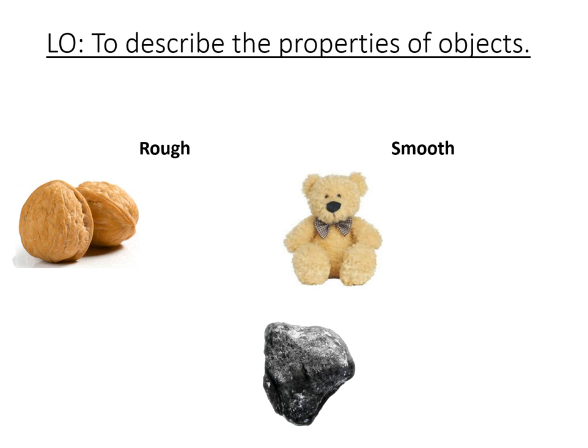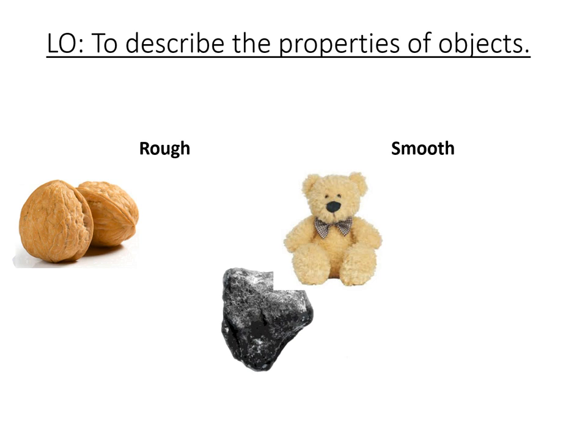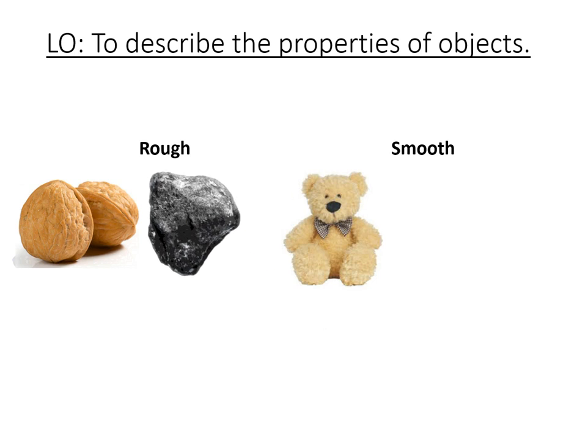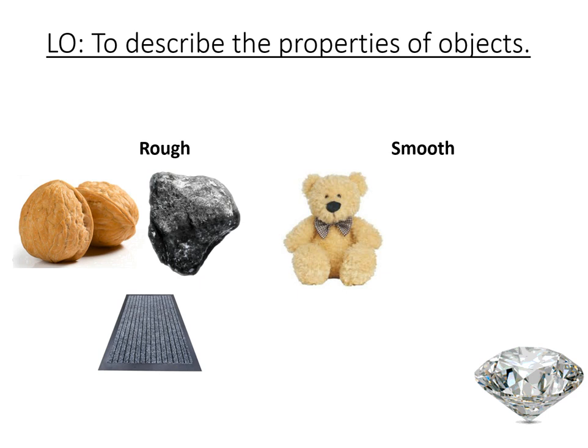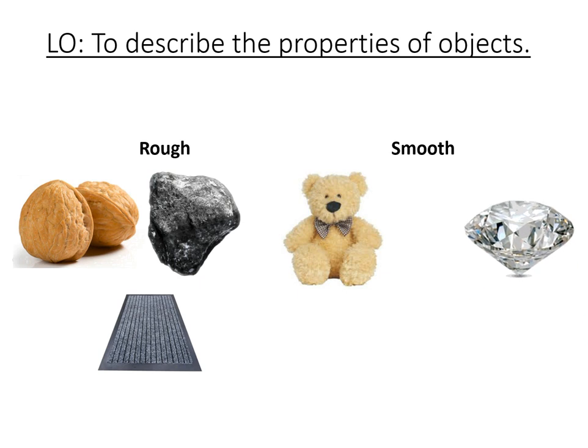The rock. Rough or smooth? Generally speaking, that's going to be rough. You can find smooth rocks, but that one looks pretty rough. A mat. Now we're talking about this part of the mat that you wipe your feet on. Do you think that's rough or smooth? Well, then that's rough, because that's the way that it gets all the mess off. And our last one is the diamond. Now, would that be rough or smooth if you ran your hand over it? It's a bit like glass, so it's going to be smooth.